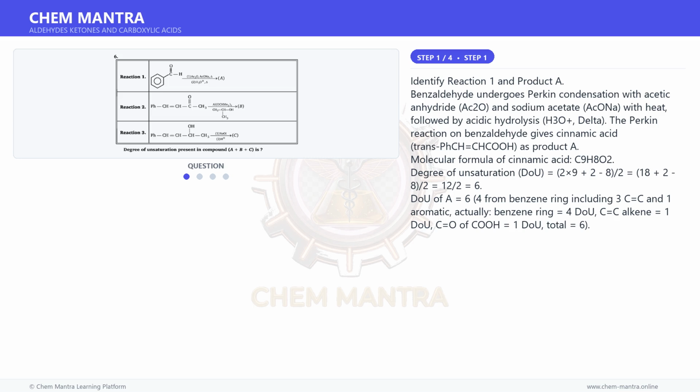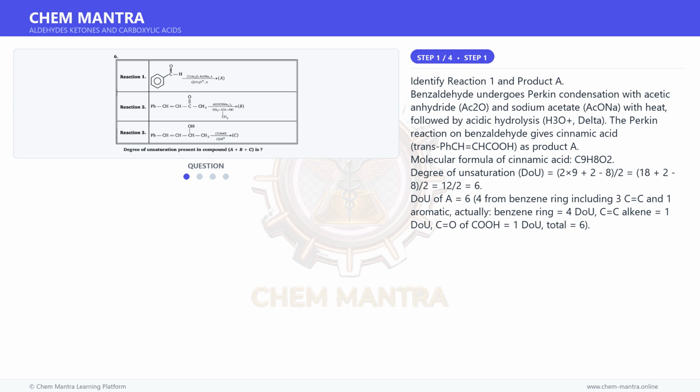Identify reaction 1 and product A. Benzaldehyde undergoes Perkin condensation with acetic anhydride, Ac2O, and sodium acetate, AcONa, with heat, followed by acidic hydrolysis, H3O+, delta. The Perkin reaction on benzaldehyde gives cinnamic acid, trans-PhCH=CHCOOH, as product A. Molecular formula of cinnamic acid, C9H8O2.